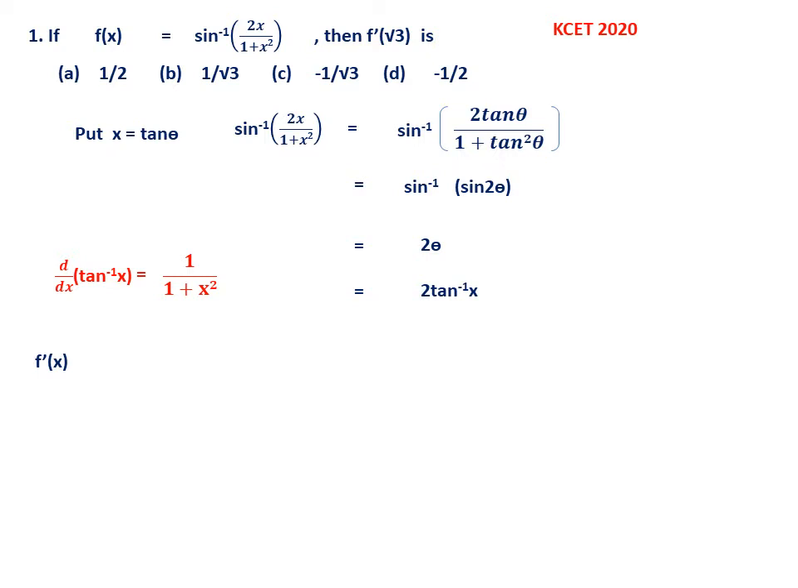So, f dash x will be equal to 2 d by dx of tan inverse x. 2 is a constant, you need not worry. Differentiation of tan inverse x is 1 by 1 plus x square. Therefore, f dash x becomes 2 by 1 plus x square. Now, we have to substitute x equal to root 3. Therefore, f dash root 3 will be equal to 2 by 1 plus root 3 square. So, simplify, you get 2 by 1 plus 3, that is 1 by 2.